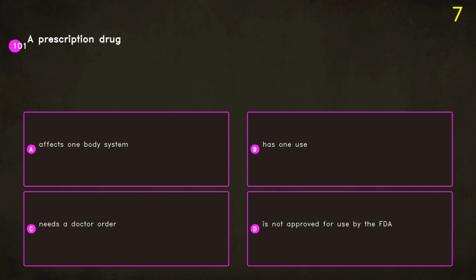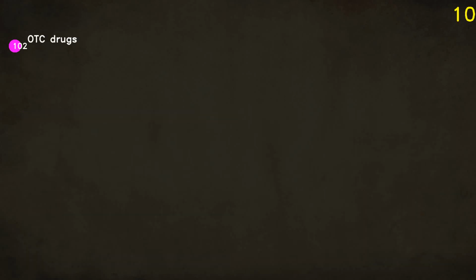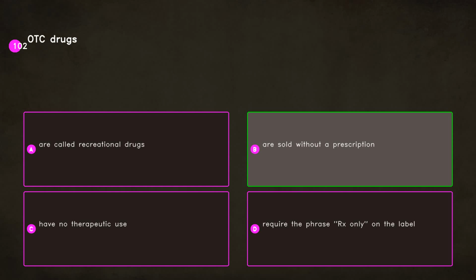Question 101. A prescription drug A. affects one body system, B. has one use, C. needs a doctor order, D. is not approved for use by the FDA. The correct answer is needs a doctor order. Question 102. OTC drugs A. are called recreational drugs, B. are sold without a prescription, C. have no therapeutic use, D. require the phrase Rx only on the label. The correct answer is are sold without a prescription.